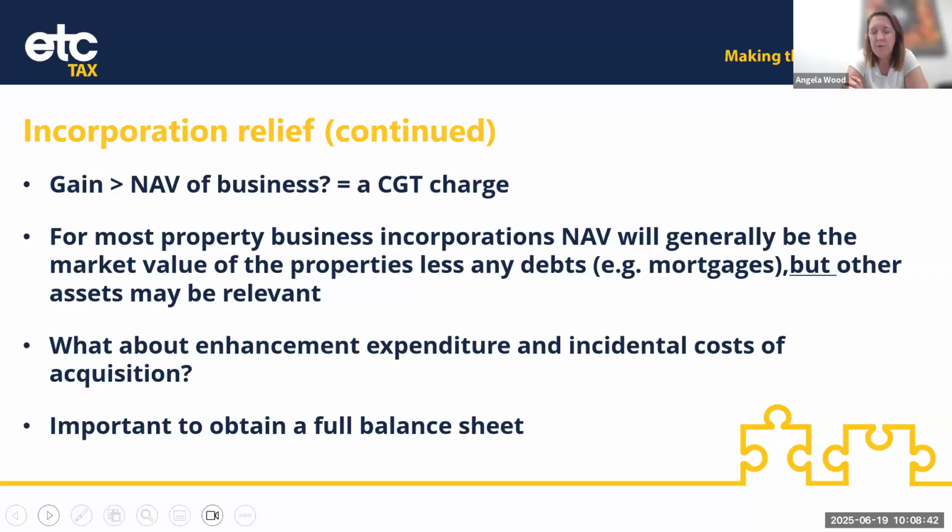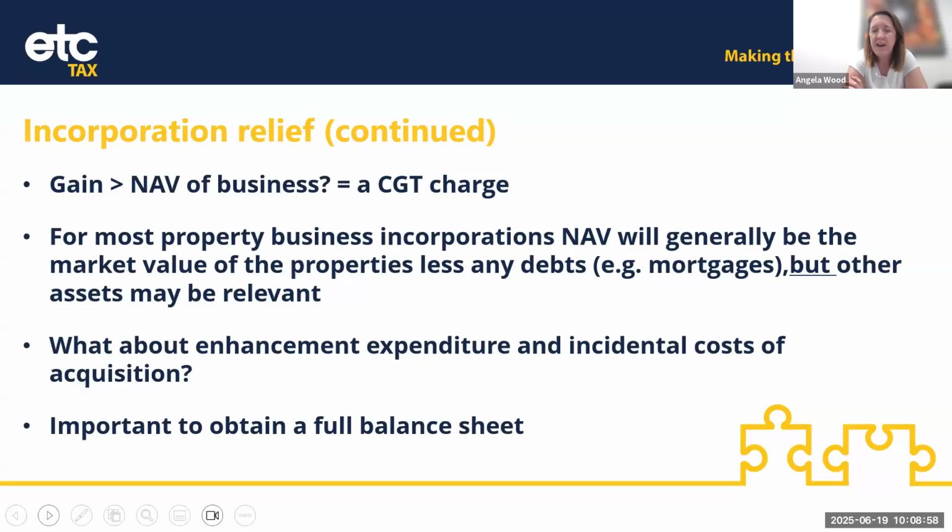Sometimes we find that when we've done all this and we've looked at the net asset value of the business, including the other assets and liabilities outwith the properties, we find ourselves in a position where the gain is greater than the net asset value of the business. And in that situation, we would end up with potentially a capital gains tax charge.